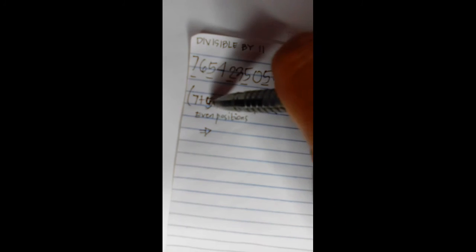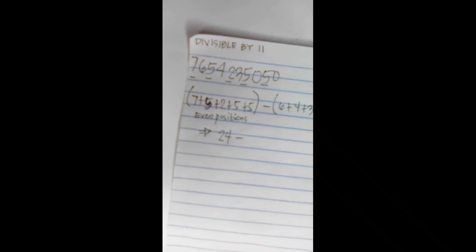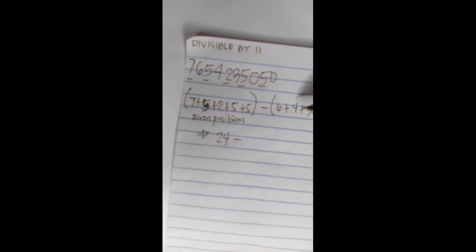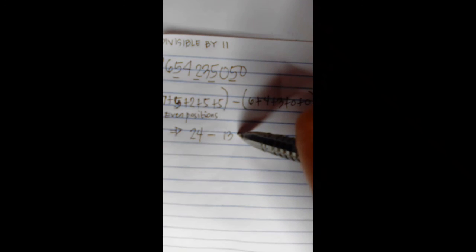Minus the odd position, which is 6 plus 4 plus 3 plus 0 plus 0. The result is 7 plus 5, 12, plus 2, 14, 14 plus 5, 19, plus 5, that is 24. Minus 6 plus 4, 10, plus 3, 13. So 24 minus 13, the answer is 11, and 11 is divisible by 11. The answer is 1.